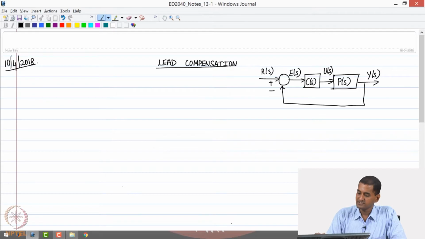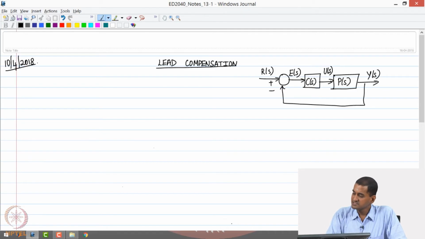So we have been looking at frequency response methods. In the previous class we looked at stability margins, what was called relative stability, and how to characterize system performance using gain margins, phase margins and so on. In that connection, today we will learn how to design a controller called a lead compensator using frequency response methods. That is going to be the objective of today's class.